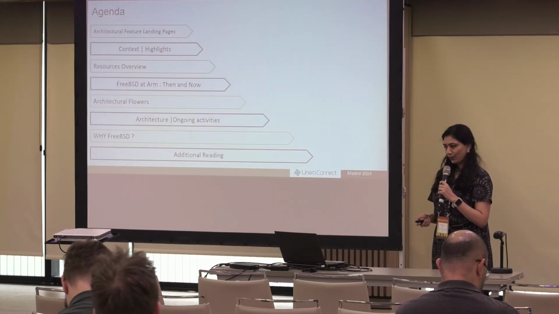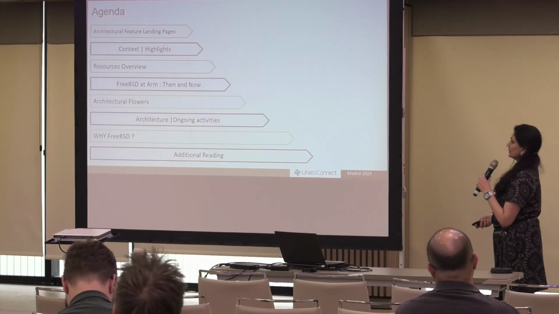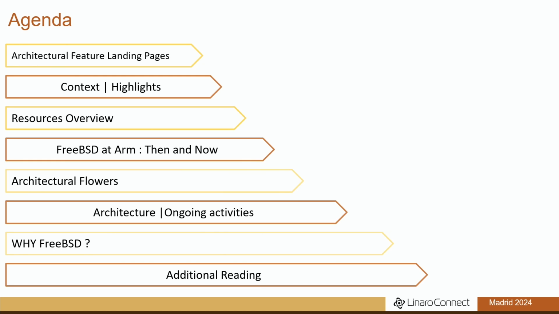So let's go through the agenda. So we have architectural feature landing pages. That's the usual housekeeping. What's the context and scope of today's discussion? A little sneak peek into FreeBSD. If you already know about it, feel free to ignore that page. Highlights, some more housekeeping in terms of FreeBSD landing pages. FreeBSD on ARM64, what's the journey like? Where did it begin and where are we now?